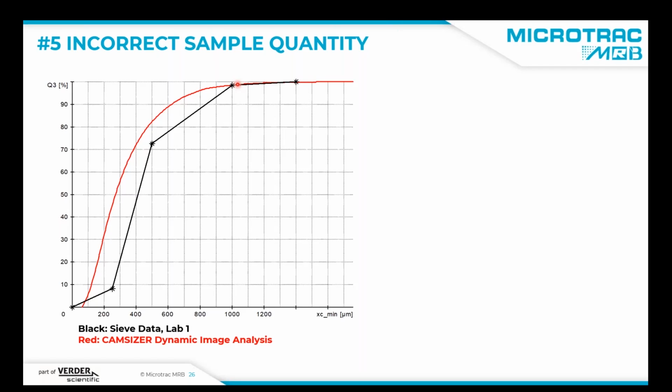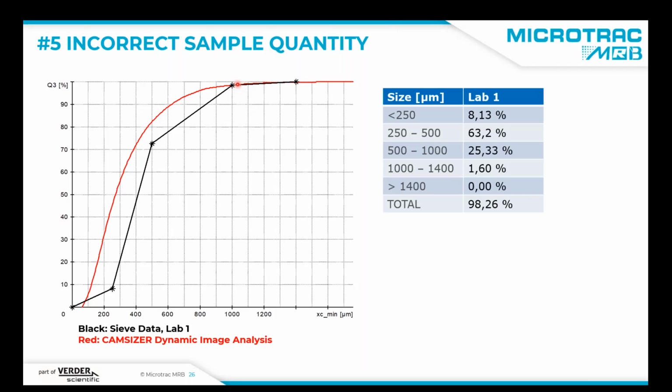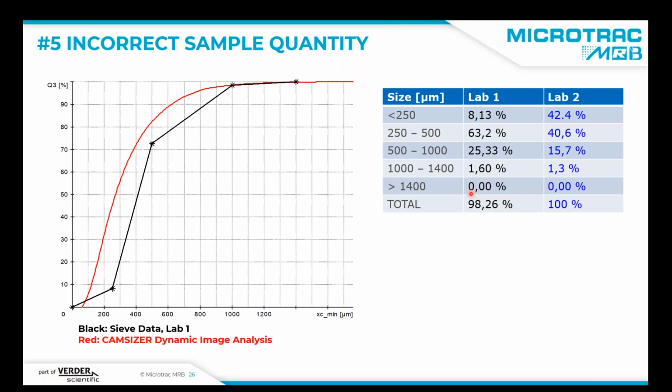So we were curious what happened here, and we have taken a closer look at these sieve data that had been provided to us from another lab. And this is the data table, about 8% smaller than 250 microns. And these are the other fractions. And we can see here, this does not add up to 100% as it should. So there is some mistake in there, obviously. So we took the sample and sieved again in our lab. And you see here, these numbers are dramatically different. Here we have more than 40% smaller than 250, and all the other numbers are different too. And if you add them all together, you get to 100%.